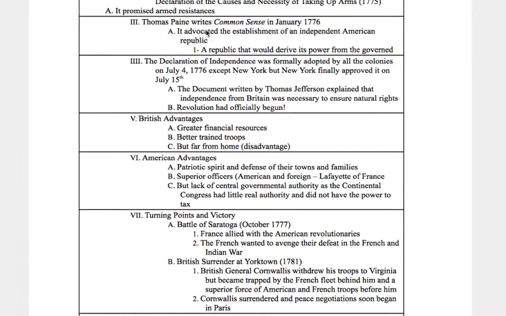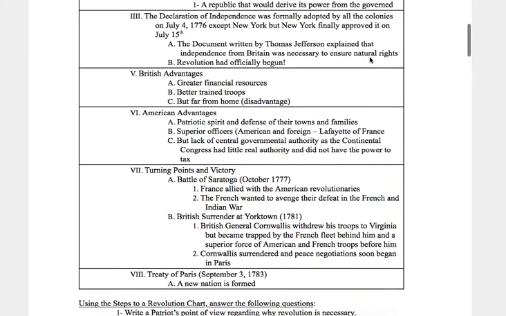3. Thomas Paine writes Common Sense in January 1776. It advocated the establishment of an independent American republic, a republic that would derive its power from the governed, i.e., the government pulls its power from the people that it governs.